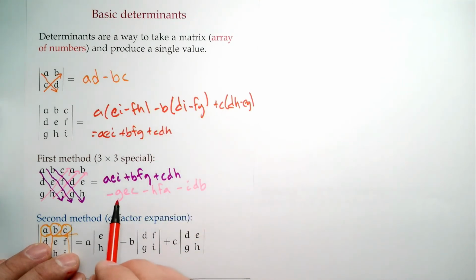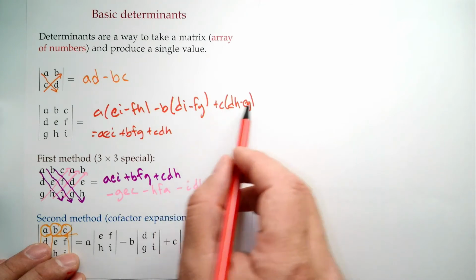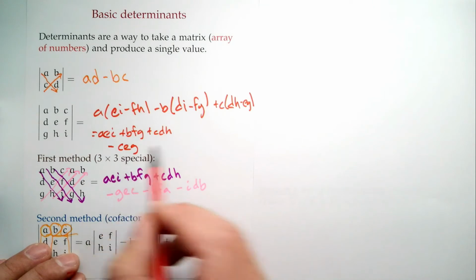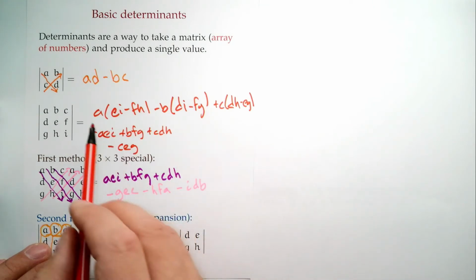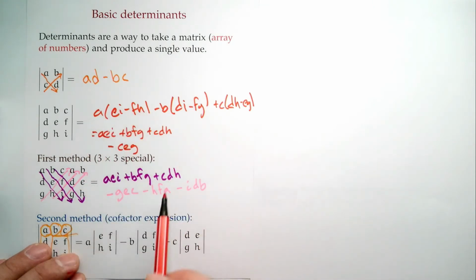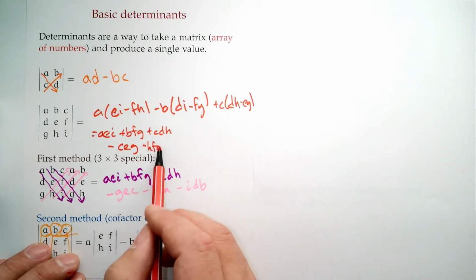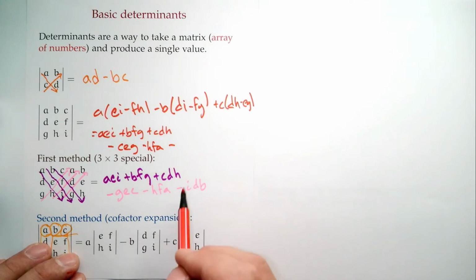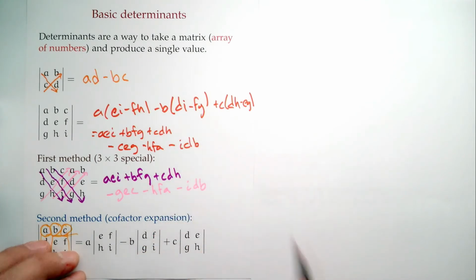And now you get a minus C times E times G. That matches this term here. So minus C times E times G. You get a minus A times F times H. So that matches. And finally, you get a minus B times D times I. And that matches. So both these give the same thing.